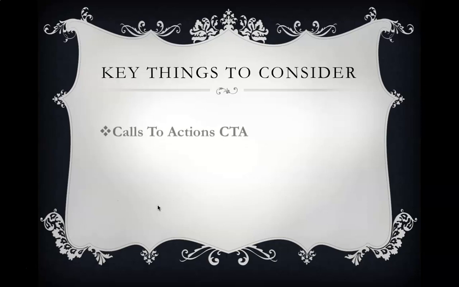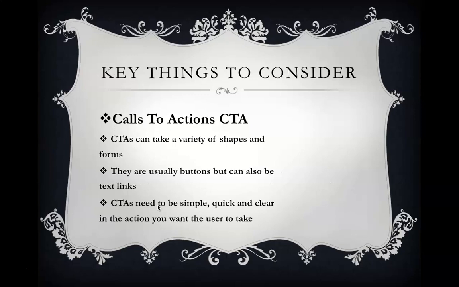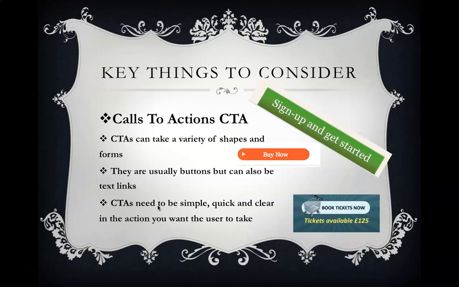Key things to consider, other key things to consider. We already talked about calls to action, or showed you active verbs and calls to action. Look at that, what an animation. Calls to action can take a variety of shapes and forms. They're usually buttons, but can also be text links. CTAs need to be simple, quick and clear in the action you want the user to make. And these are just simple things, again, probably complete common sense to the vast majority of you.